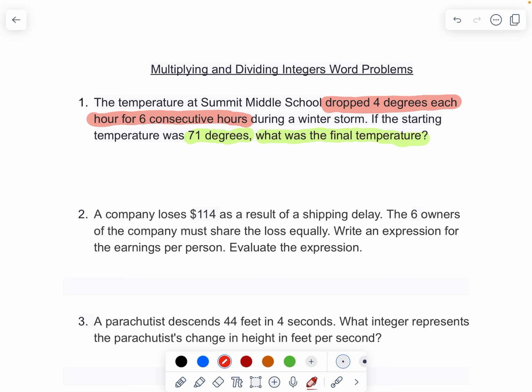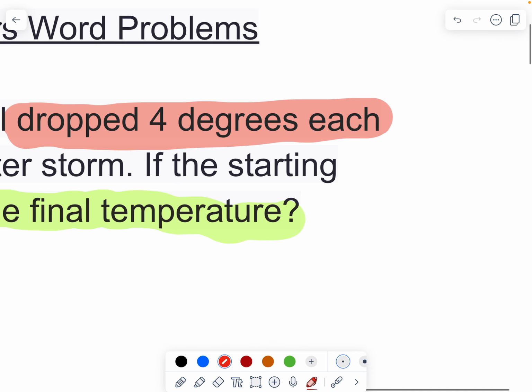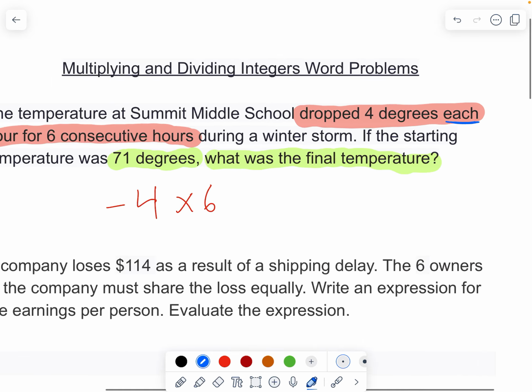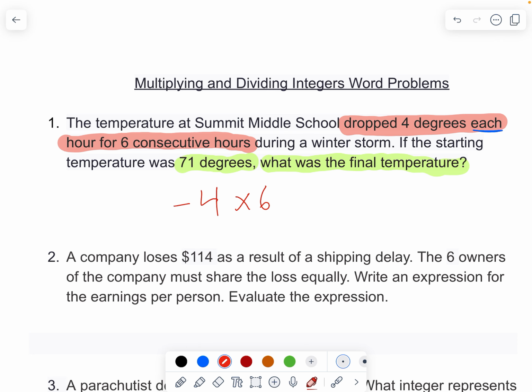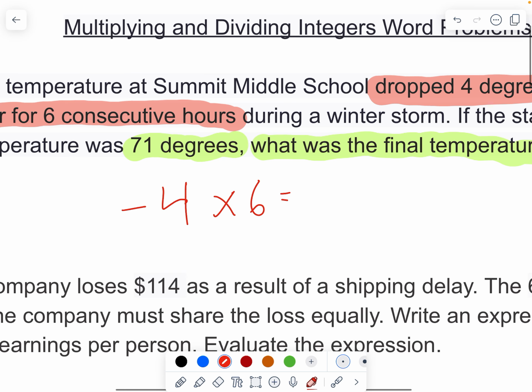So this problem is saying dropped 4 degrees. Well, we have a 4. And if it's dropping, I know that needs to be a negative 4. It's going down by 4. And then for 6 hours, we're going to multiply that by 6. Again, this word here, each, is a key indicator that it is going to be multiplication. So negative 4 times 6. Well, I've got a positive number and a negative number, which means these have different signs, and it's going to be a negative answer. And 4 times 6 is negative 24.